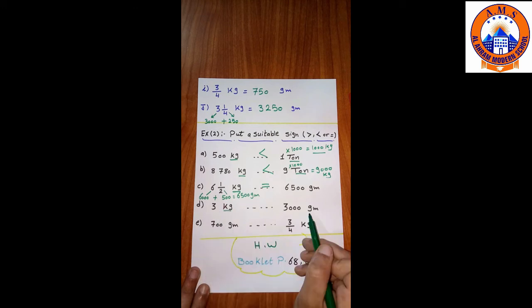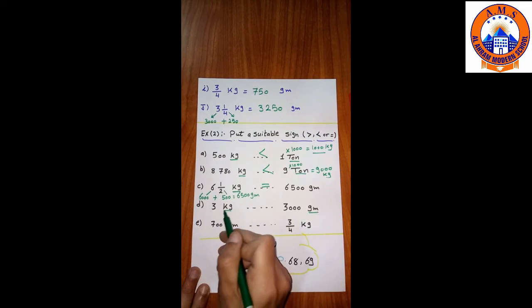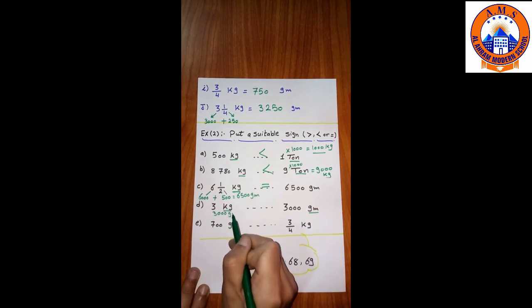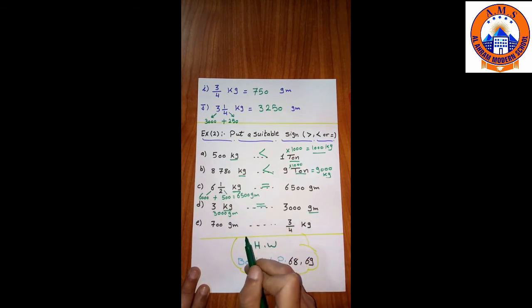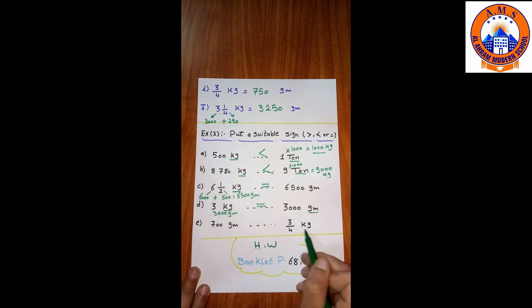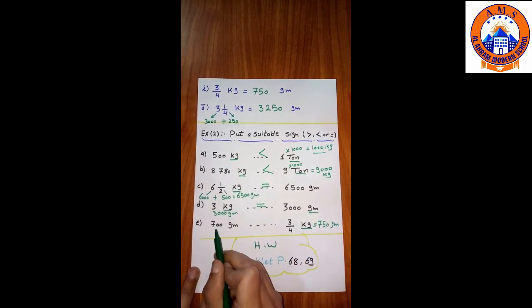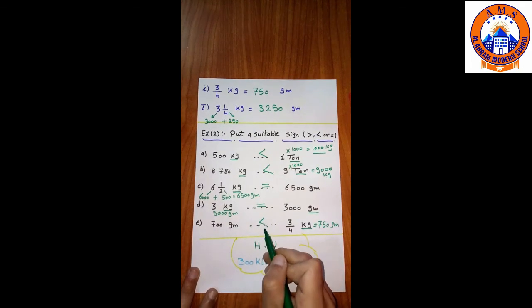We have 3 kilogram and 3,000 grams, so let's make the kilogram like grams by multiplying by 1,000, so this equals 3,000 grams, and this is also 3,000 grams, so they are equal. We have 700 grams and 3/4 of a kilogram, so we're gonna change the kilogram into gram. This is equal 750 grams, and we will have 700, so 750 is greater than 700.